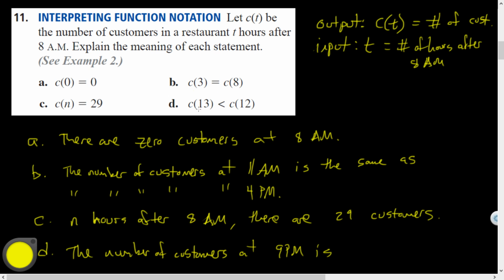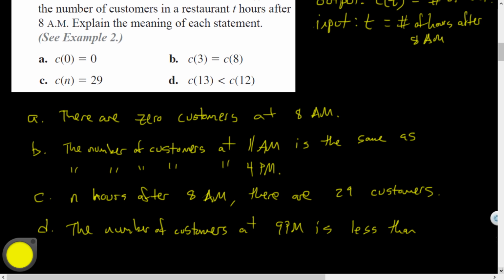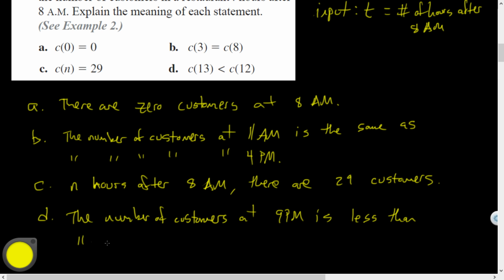So this number of customers at 9 p.m. is less than, let's use my little ditto marks, less than the number of customers at 12 hours after 8 a.m., which is 8 p.m. Now, it doesn't tell me what those numbers are. I know how they relate in terms of size. That's it. So I don't know how many are there at 9 p.m.